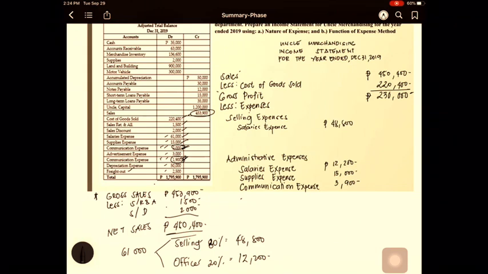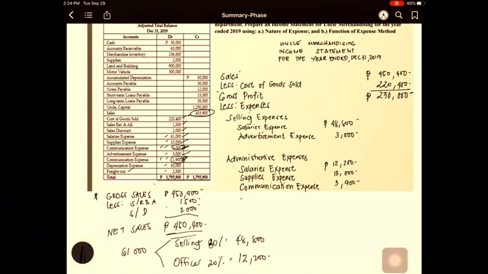And we have here your advertisement. From the term itself, immediately you would know that it is intended for the selling of the product already. So advertisement expense is part of your selling expense for the amount of 3,000 pesos.